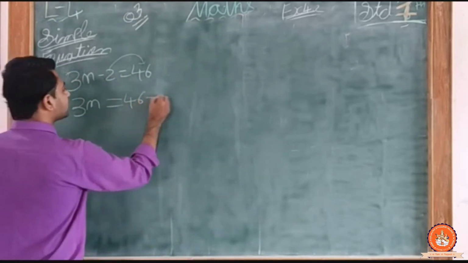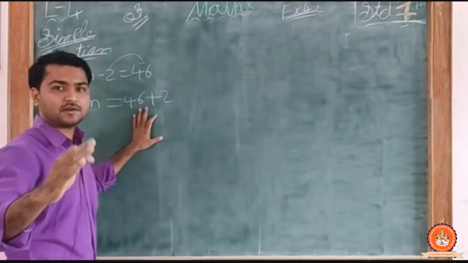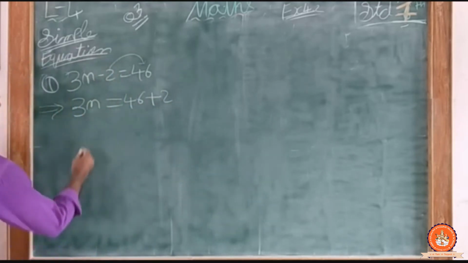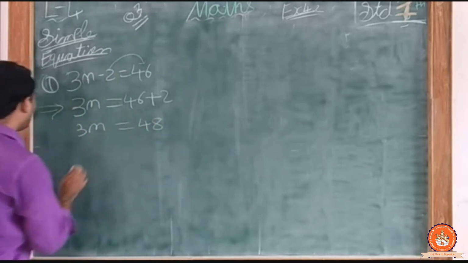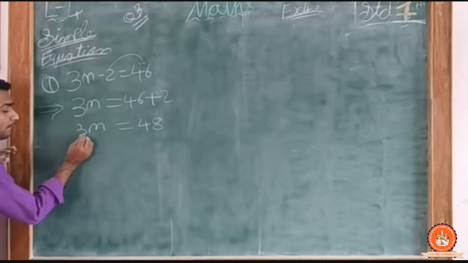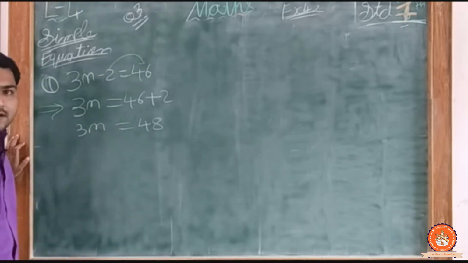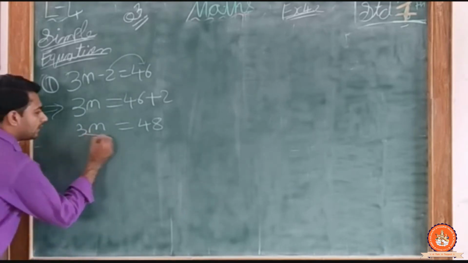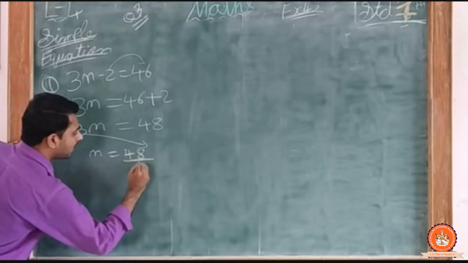So 46 plus 2. Now adding this, 46 plus 2, that means 48. I get the value 3n is equal to 48. Now I want the value of n, that is the variable. So this multiplication, which is a product, will go to the right side and become division, that is, on the denominator. So n is equal to 48 divided by 3.